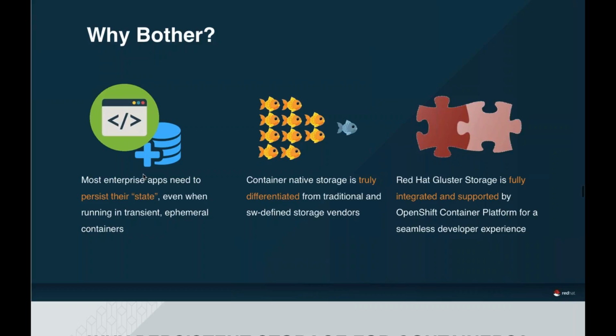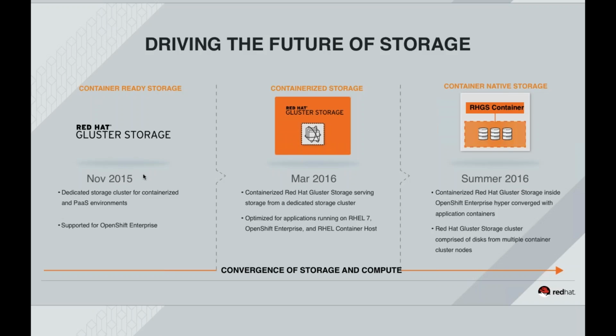Let's take a while to understand the Red Hat storage journey of containers. It did not happen overnight. Only once we had a feature-rich, rock-solid Gluster storage product, we had container-ready storage in November 2015. That was followed by containerized storage in March this year, and eventually container-native storage in June this year, which was released during Red Hat Summit.